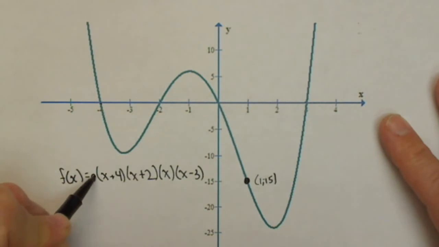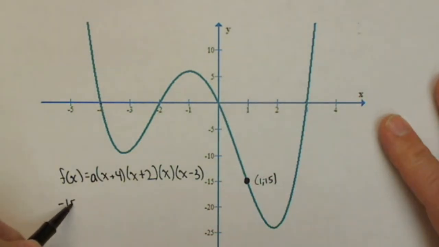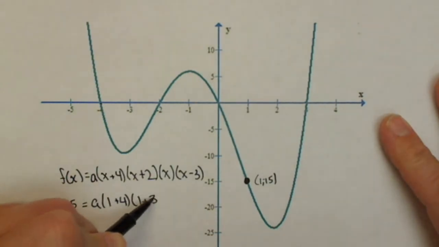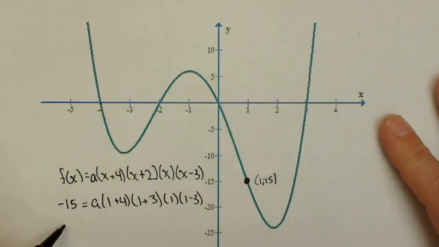And to find that, what I'm going to do is I'm going to put an a out front. So we need to solve for that a. So that means this function is equal to -15 when x equals 1. So we're going to plug in 1 for all our x's and see what we calculate for a.